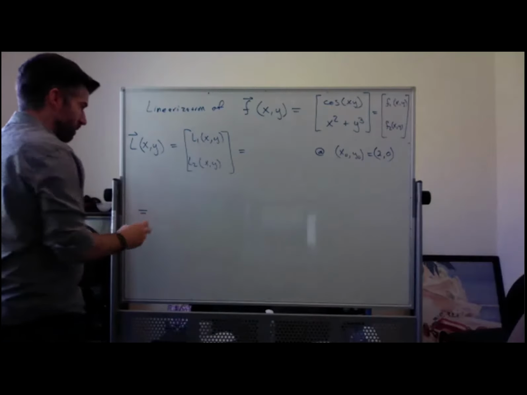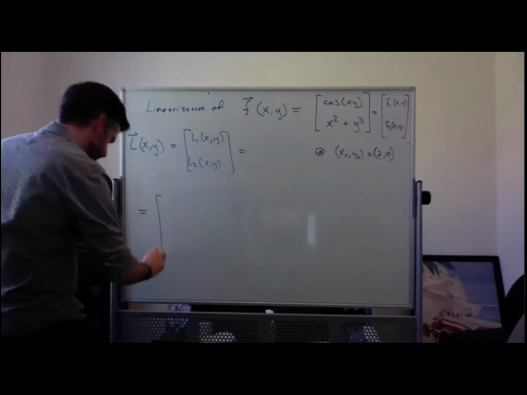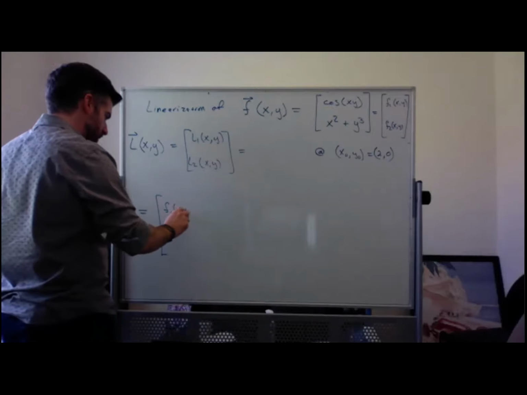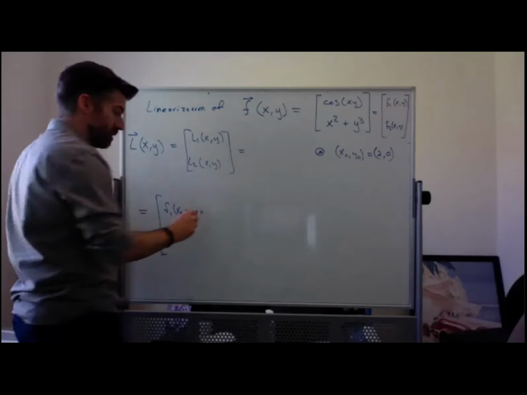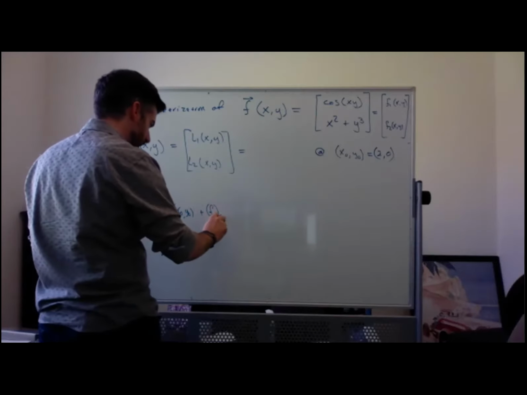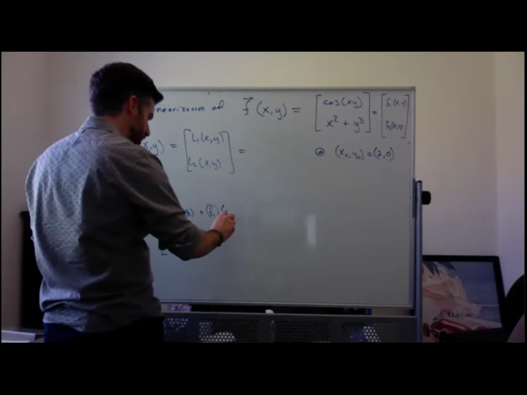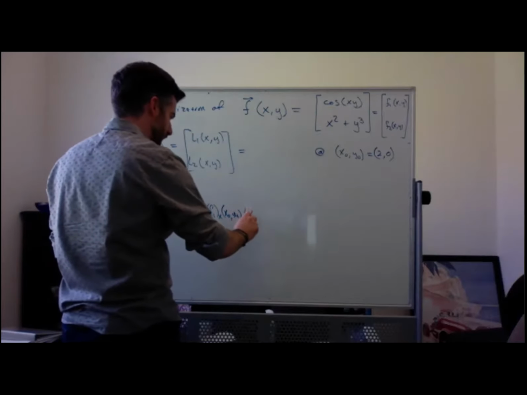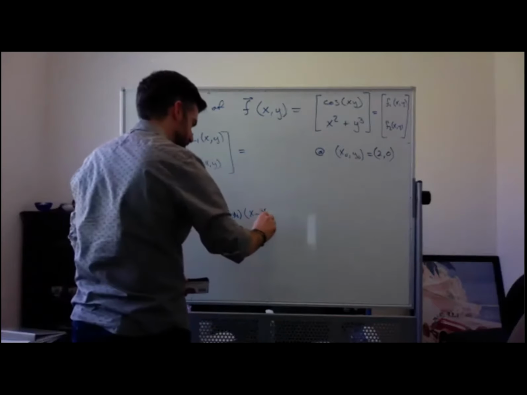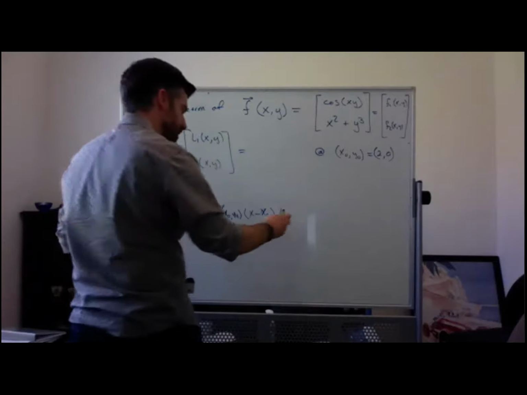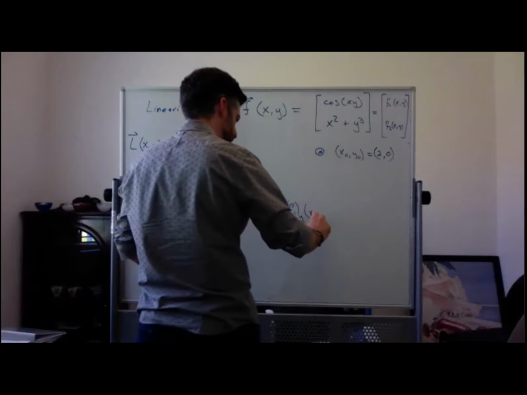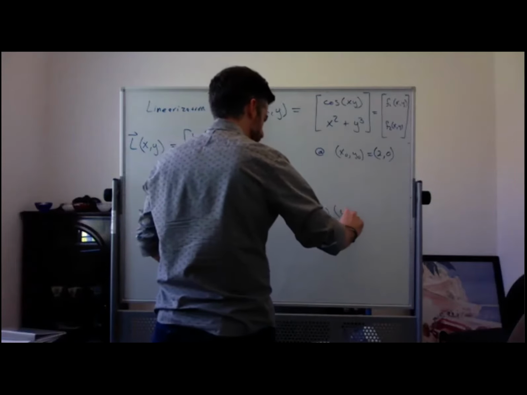Well, the linearization formula is just, for L1, f1 of x naught, y naught, plus the partial with respect to x, so that's f1 x evaluated at x naught, y naught, times x minus x naught, plus the partial with respect to y evaluated at x naught, y naught, times y minus y naught.